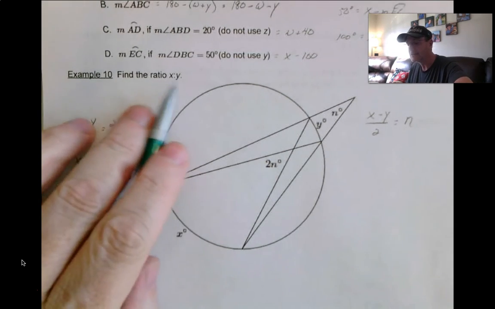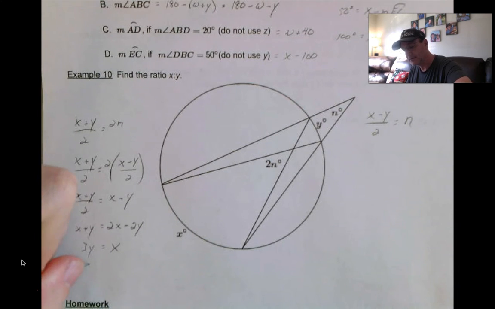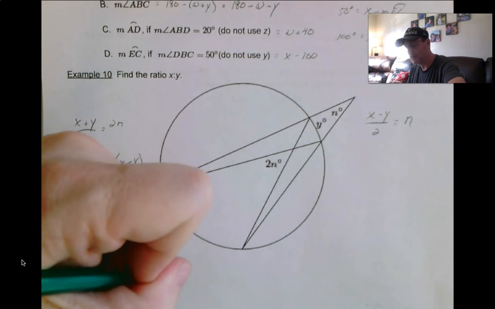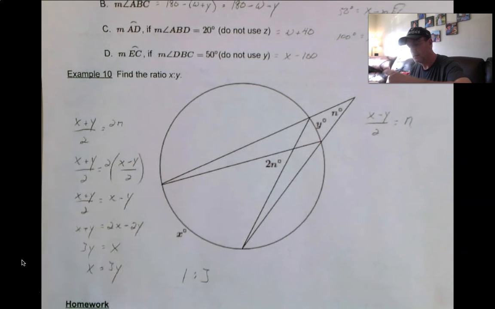We want the x to y ratio, so we're going to flip this around. X equals 3y. X to y ratio is a 1 to 3 ratio.